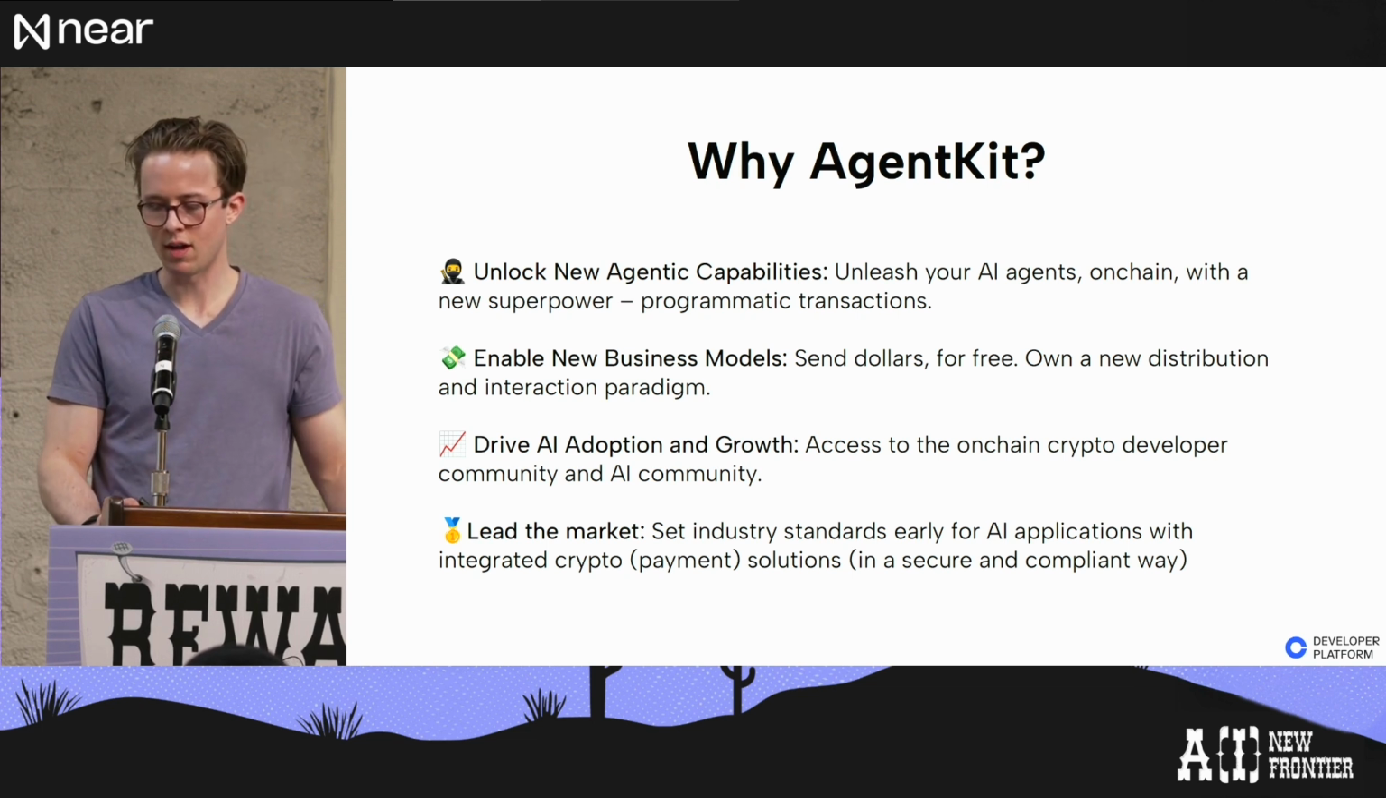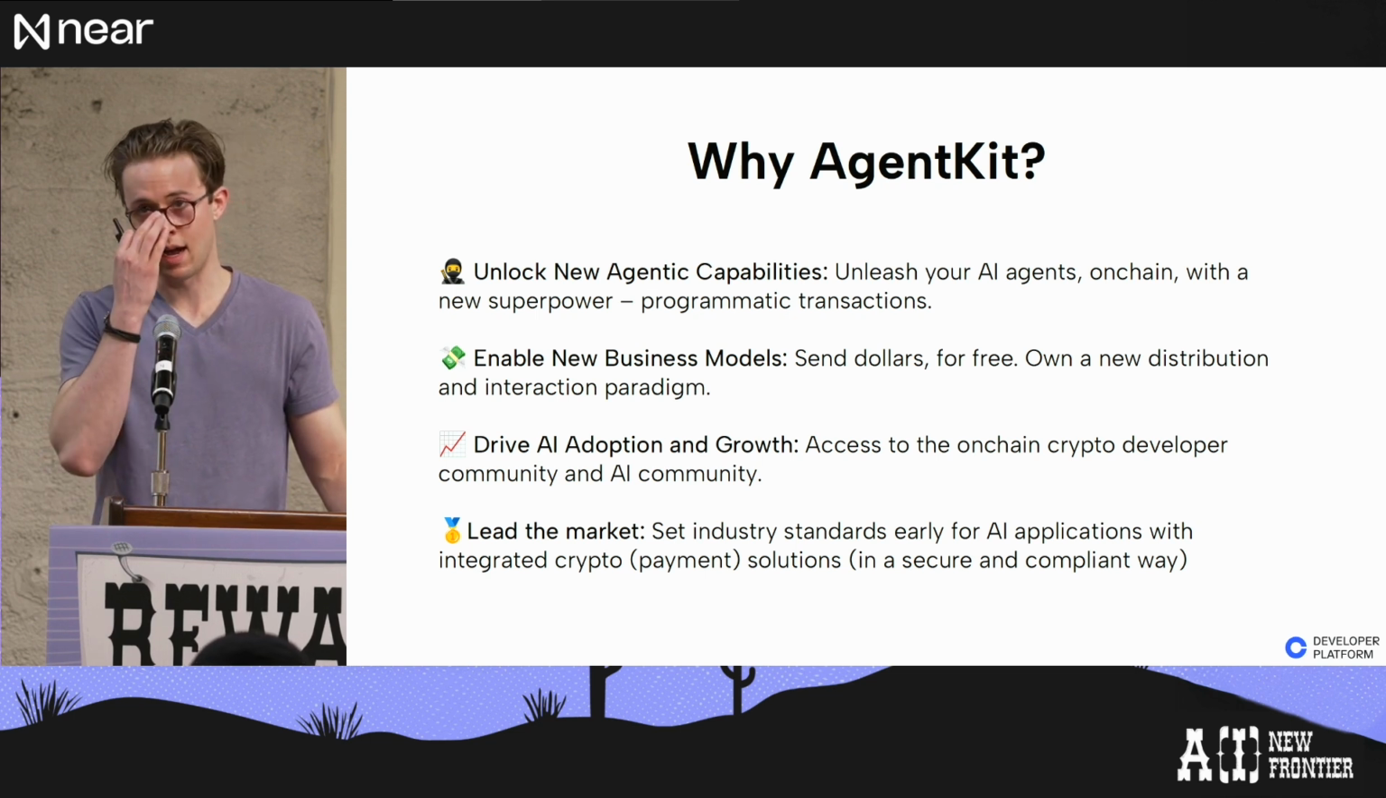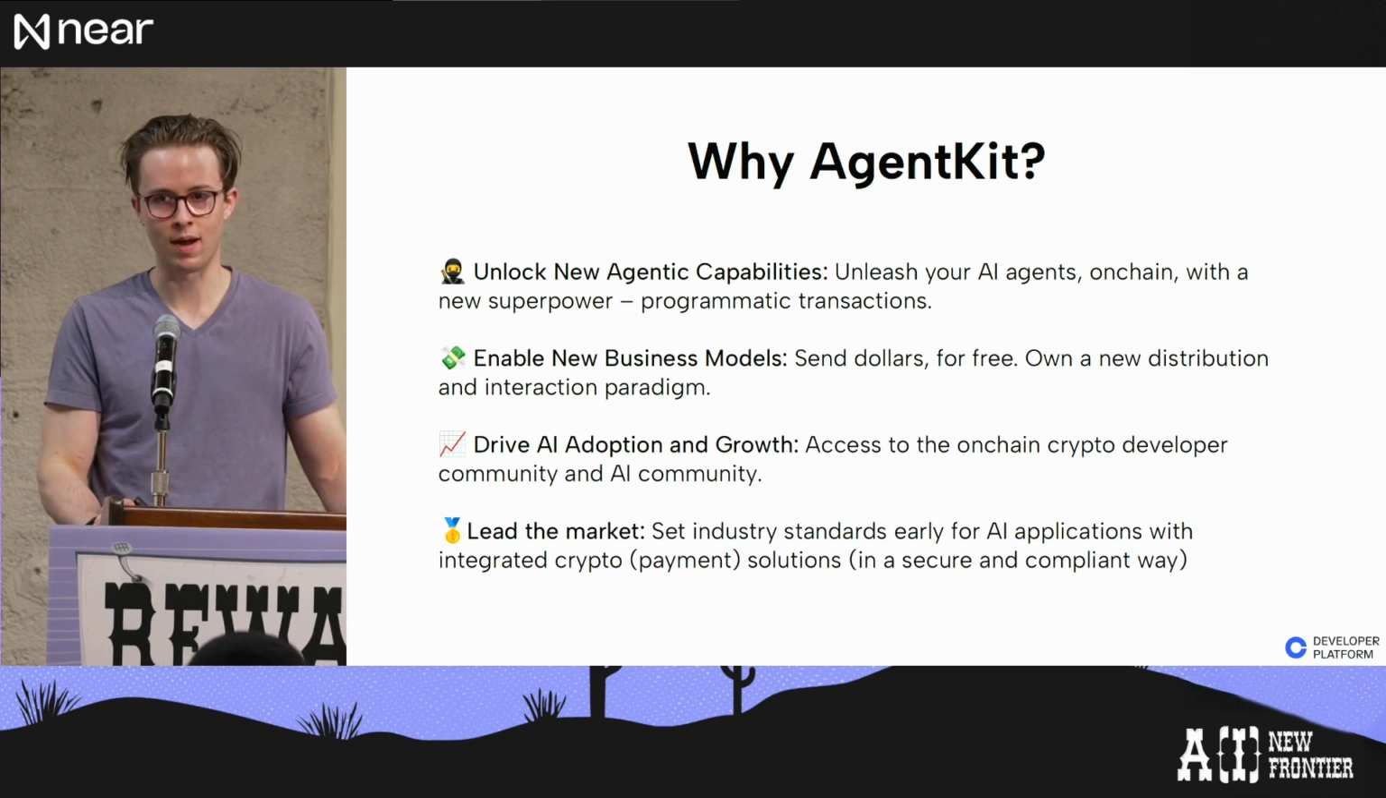Why AgentKit? AgentKit allows you to unlock new agentic capabilities. This lets you unleash your agents on-chain with new superpowers and allows you to transact with programmatic transactions and interact with smart contracts and send any agent or human crypto or on-ramp and off-ramp within fiat.